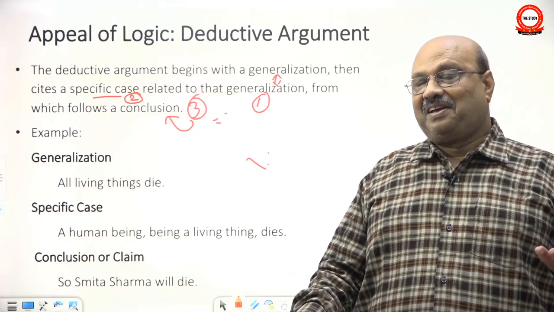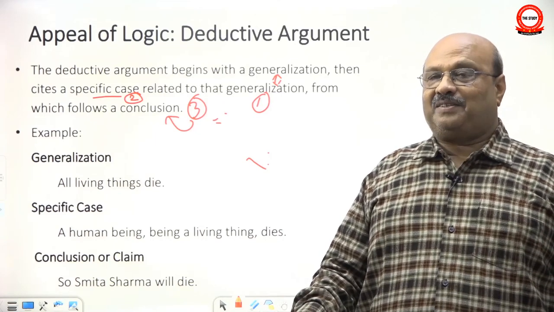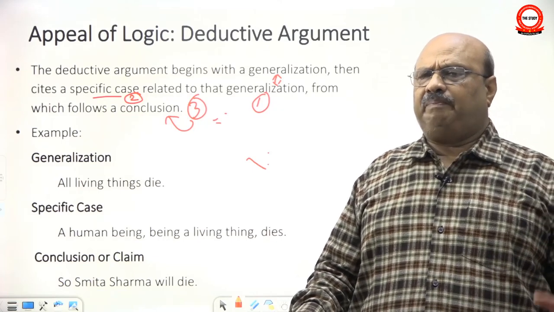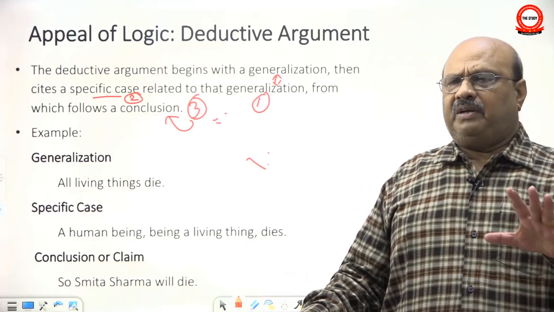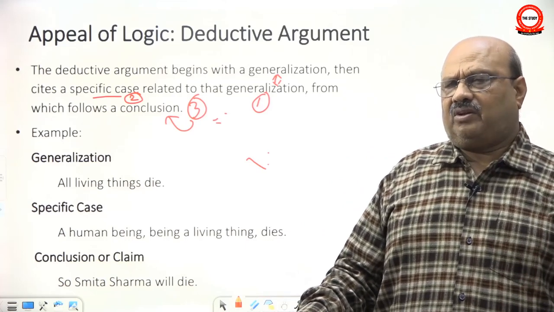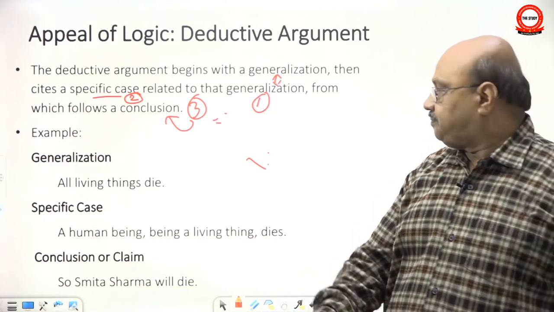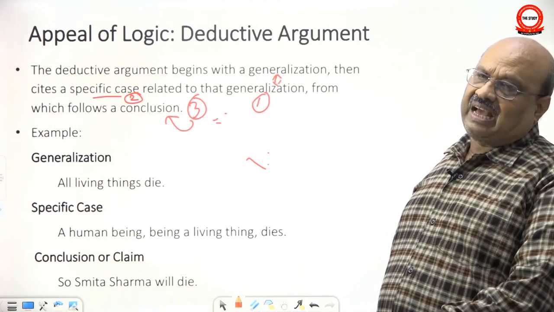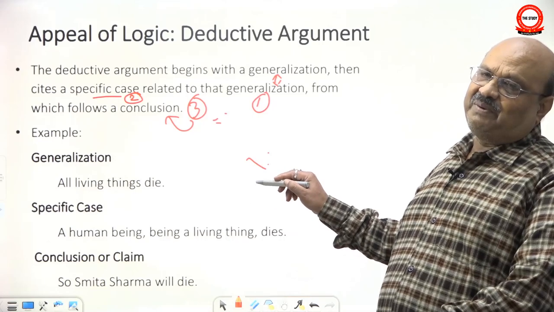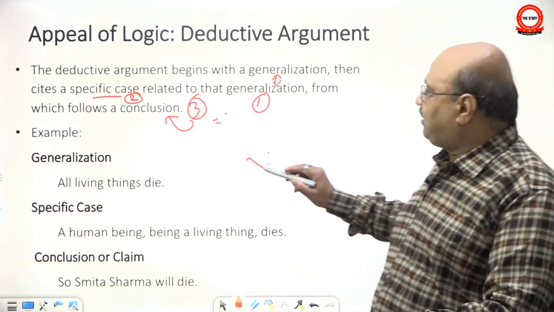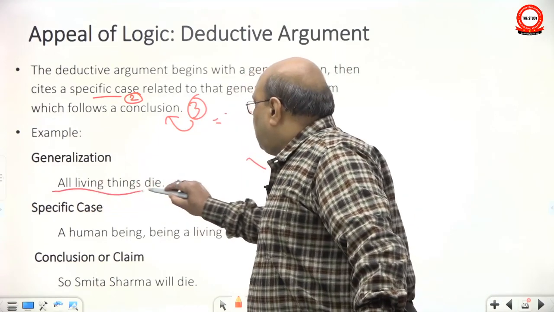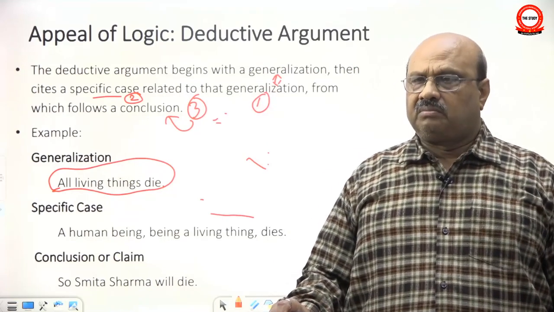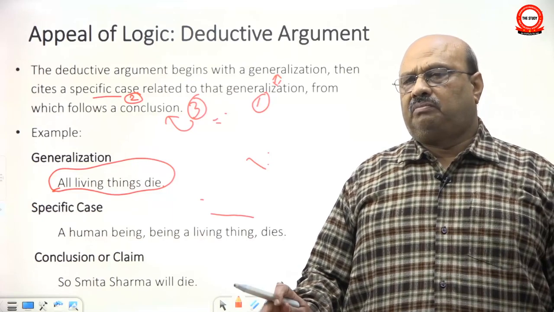And me telling you that somebody who is in the mid-20s will die, it may look unpalatable to you. It may be difficult for you to take my claim as logical. But see how I am making it logical. First of all, step number one that I take is that I generalize this. I give a very generalized statement, and that generalized statement is this: all living things die. Those who are born have to die one day.